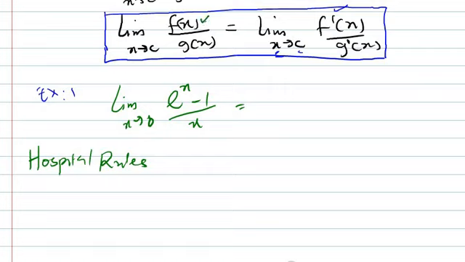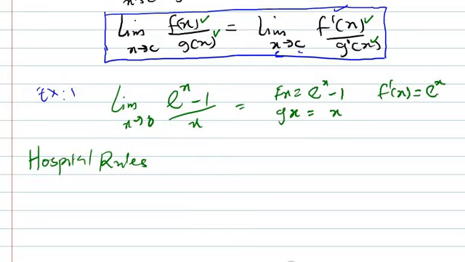with a numerator and a denominator, it's just to find the derivative of the numerator and the derivative of the denominator. So we can say f of x is equal to e to the x minus 1, and g of x is equal to x. To find the derivatives, f prime of x: the derivative of e to the x is just e to the x, the derivative of 1 is 0, and g prime of x, the derivative of x, is just 1.